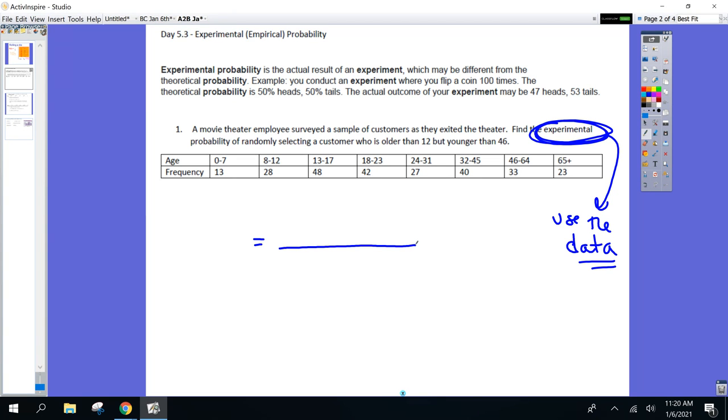So my first question to somebody is going to be, what numbers do you want me to add together now? Look at your table. It's telling you how many people are between 8 to 12, how many people are between 13 and 17. So what numbers am I going to have to add up here for older than 12 but younger than 46?